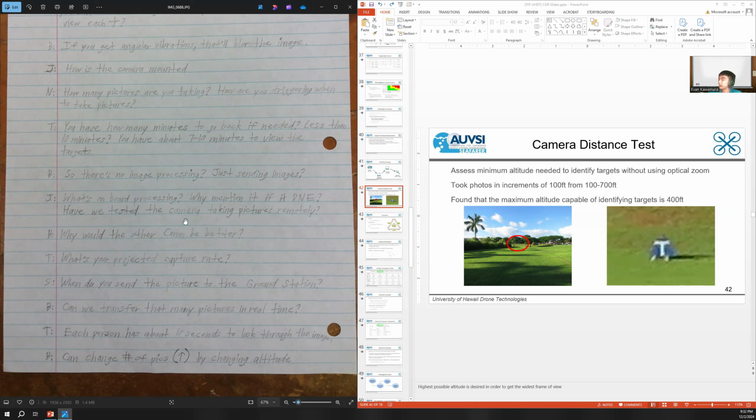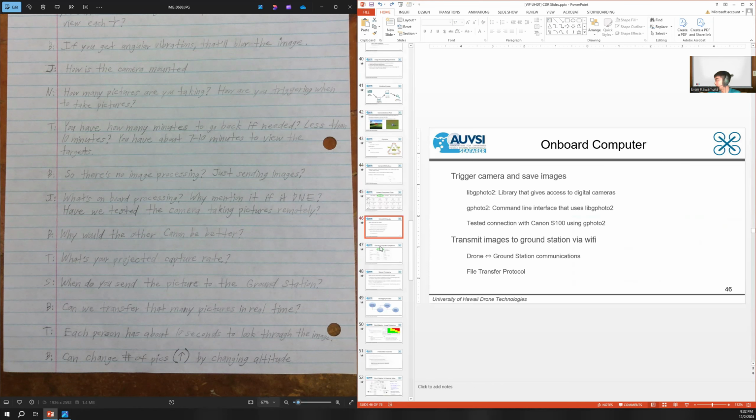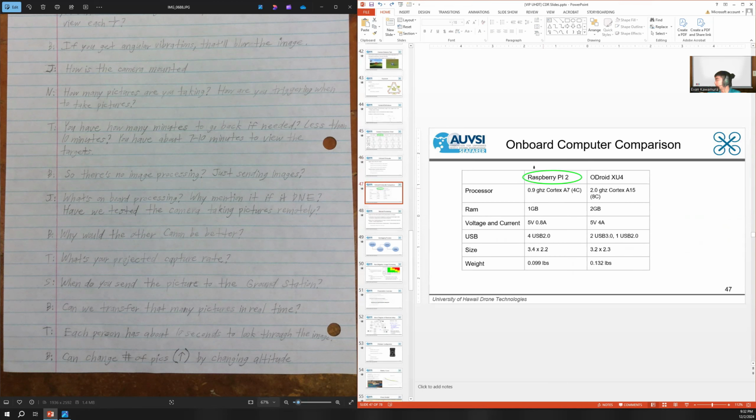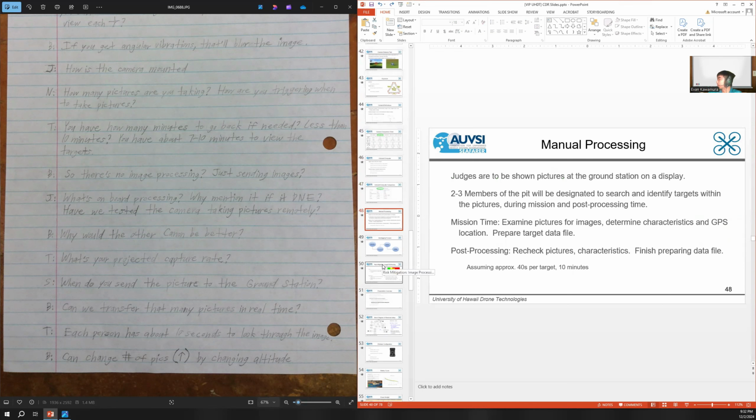So the onboard processing would be that there's a computer on the drone and it's connected to the camera. The camera takes a picture, saves it onto the computer, then the computer sends that picture down to us. That's what we meant. We don't really describe it. Yeah, so we transmit images to the ground station, and then we're going to use a Raspberry Pi 2 as the onboard computer for that. But I don't think we go into that many details about how this actually works. It's kind of just high level. And so we ended up just doing it manually at the time.